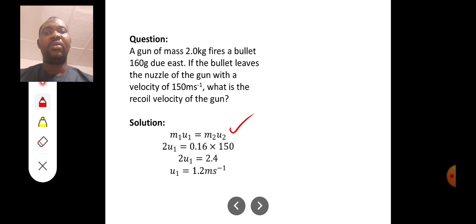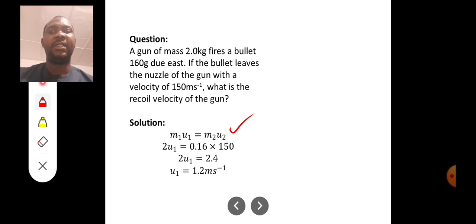Okay, so M1U1 is equal to M2U2. So your M1, which is the mass of the gun, is 2. U1 we don't know, that's the recoil. Equal to M2, the mass of the bullet, which is 160 grams, which is 0.16 kilograms. Then U2 is the velocity of the bullet, which is 150 meters per second. So by the time you multiply that, you get your U1 to be 1.2 meters per second. So the recoil of the gun is 1.2 meters per second.